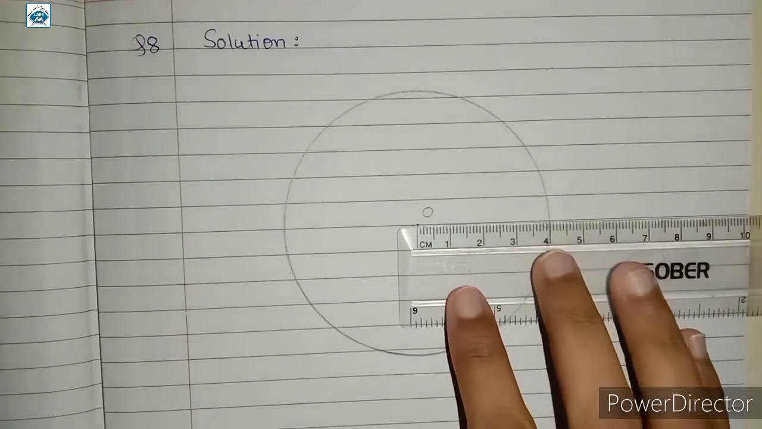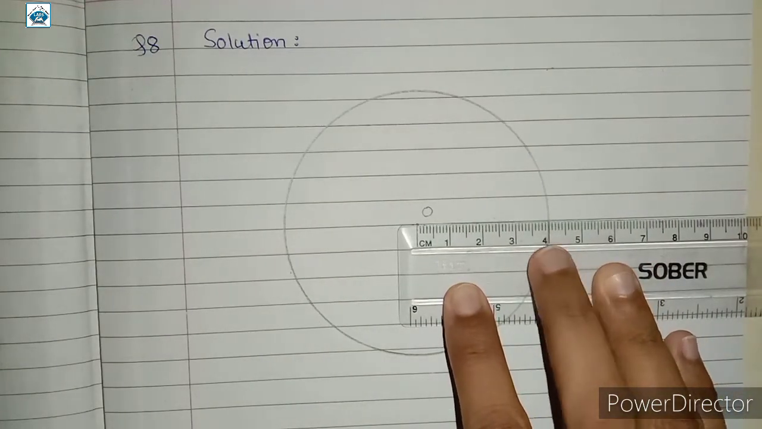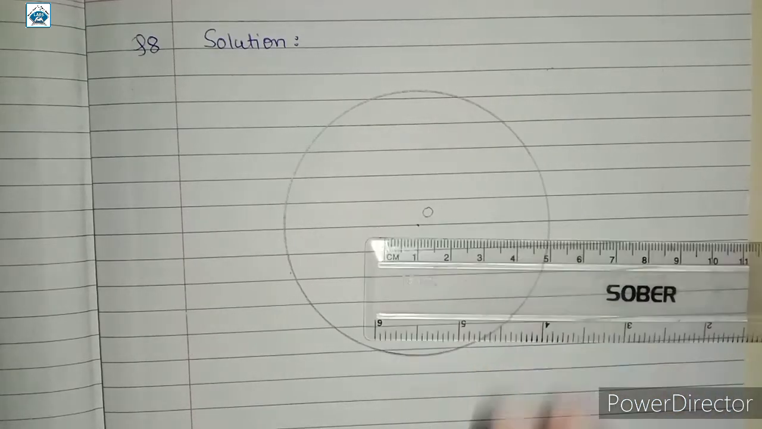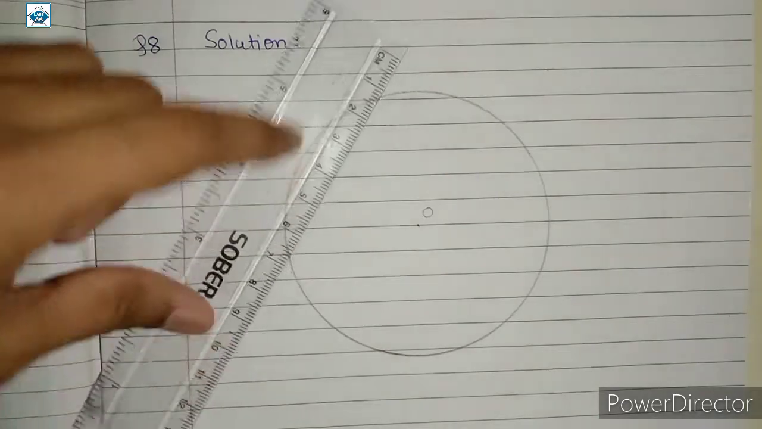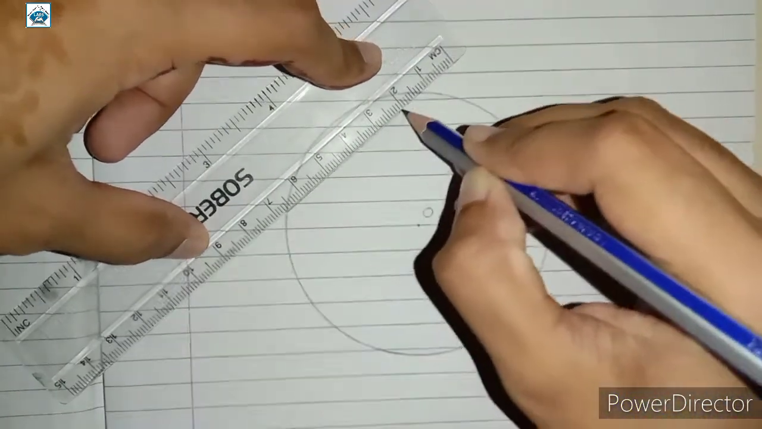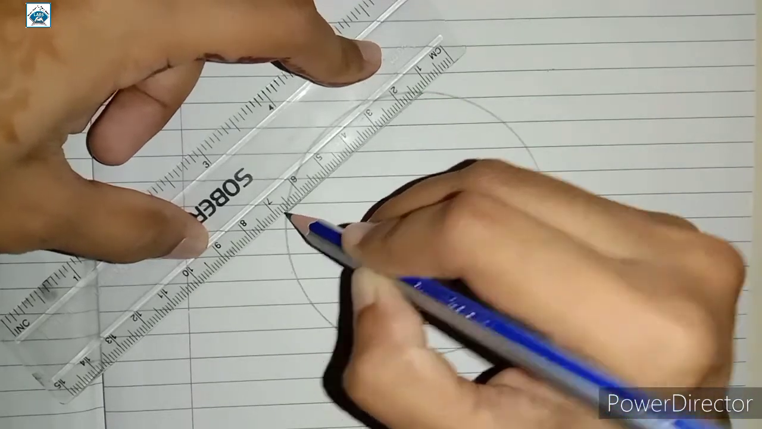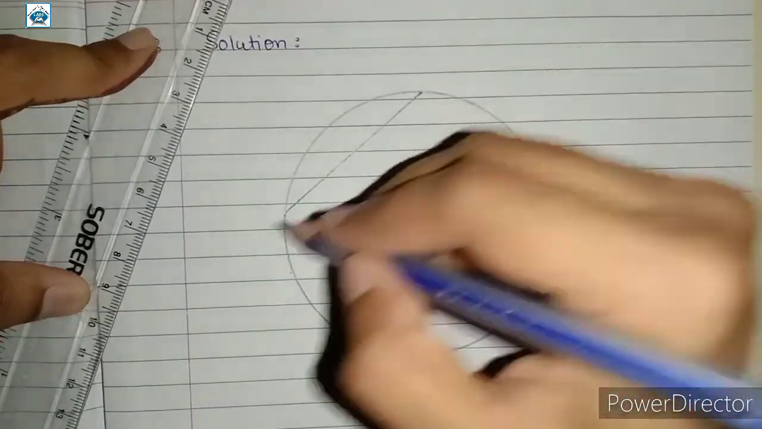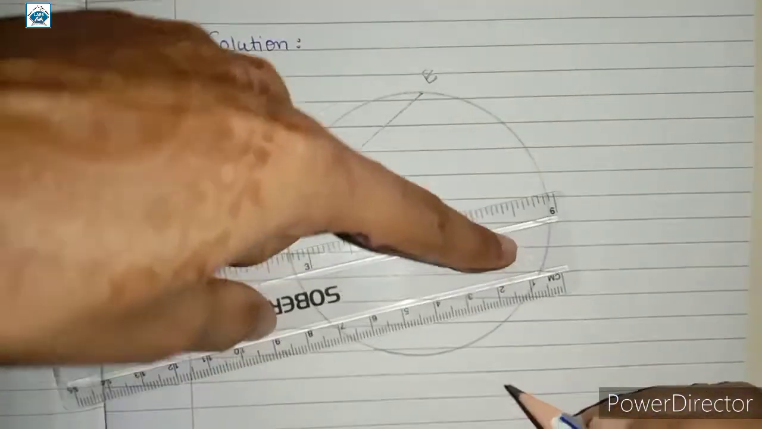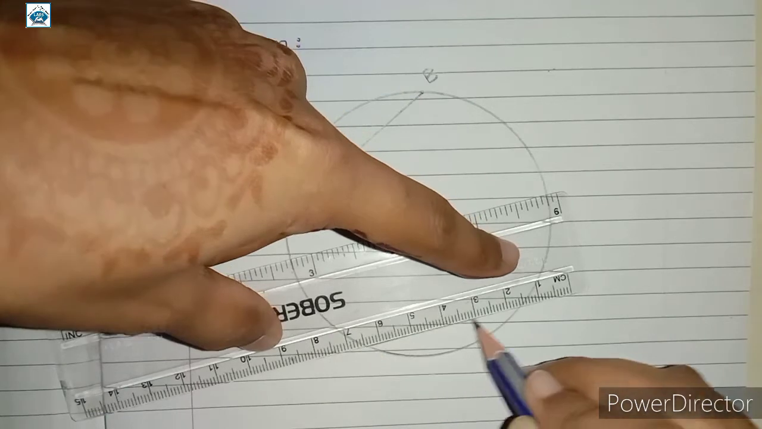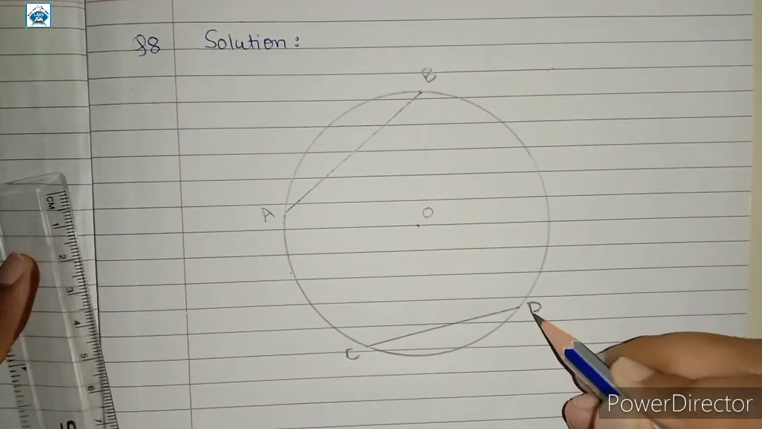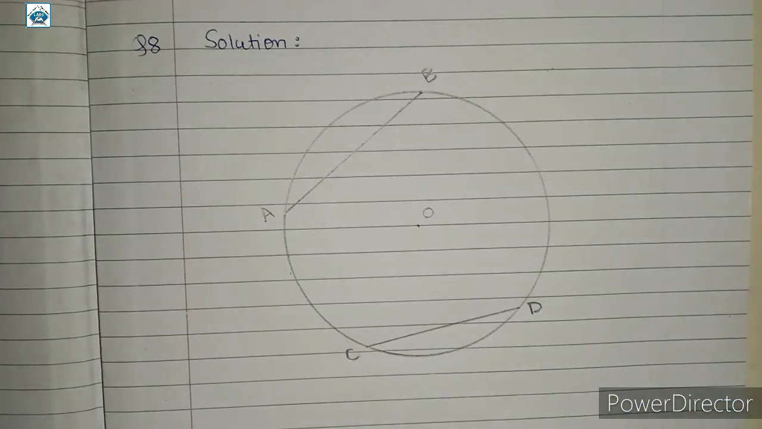Here I have drawn a circle with radius 4 cm and O is the center of this circle. Next, you need to draw two chords of this circle. These chords should not pass through the center because these are the chords of the circle, not the diameters. So here I have drawn a chord, chord AB, and according to the question we need to draw another chord, and here I am drawing chord CD. So AB and CD are two chords of this circle.